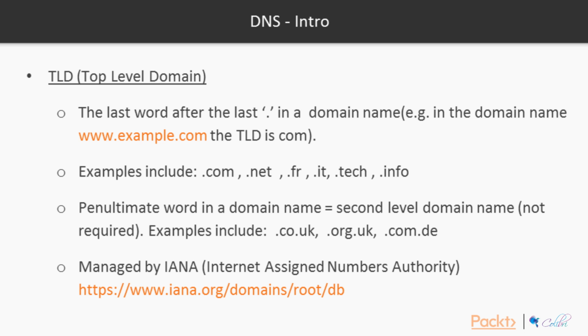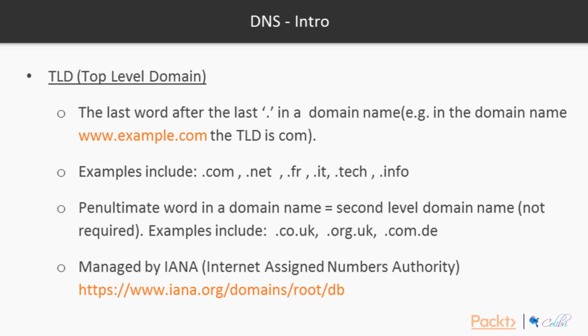Let's talk about top-level domain, or TLD. So think about a TLD as being the last word after the last dot in a domain name. So for example, in the domain name www.example.com, the TLD is .com. Examples include .com, .net, .fr, .it for Italy, .tech, .info.